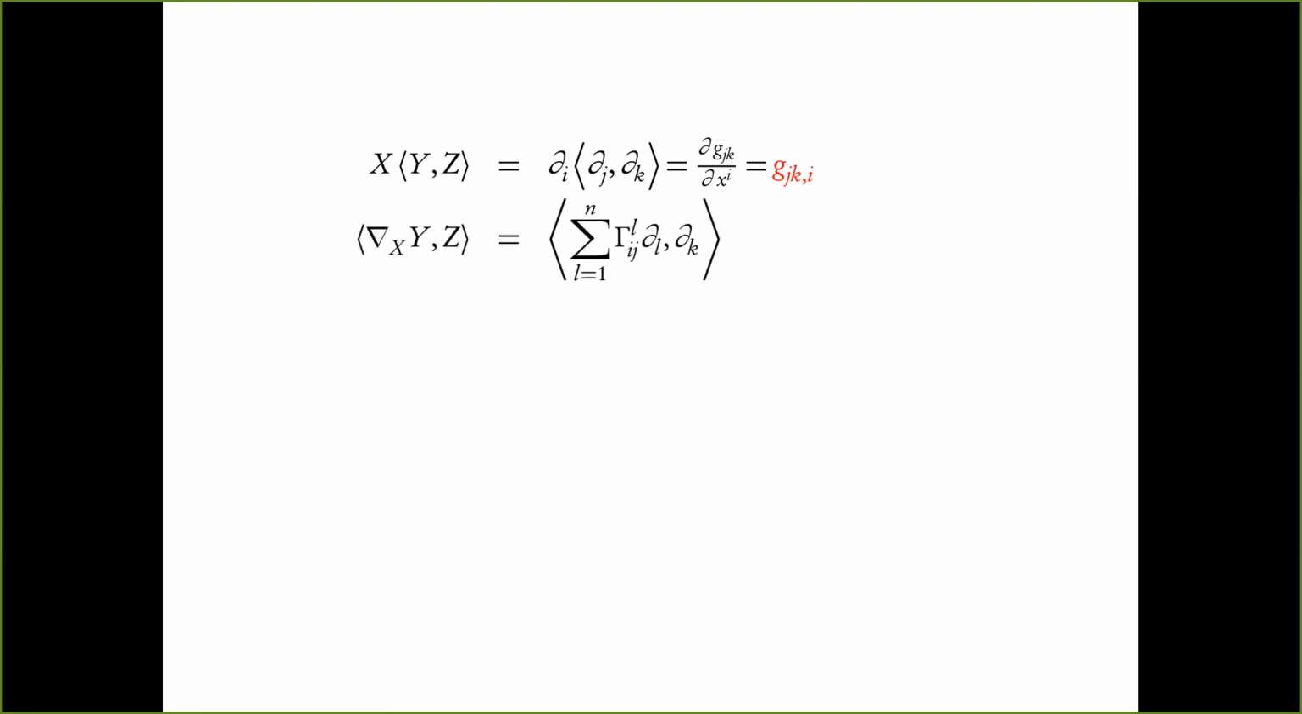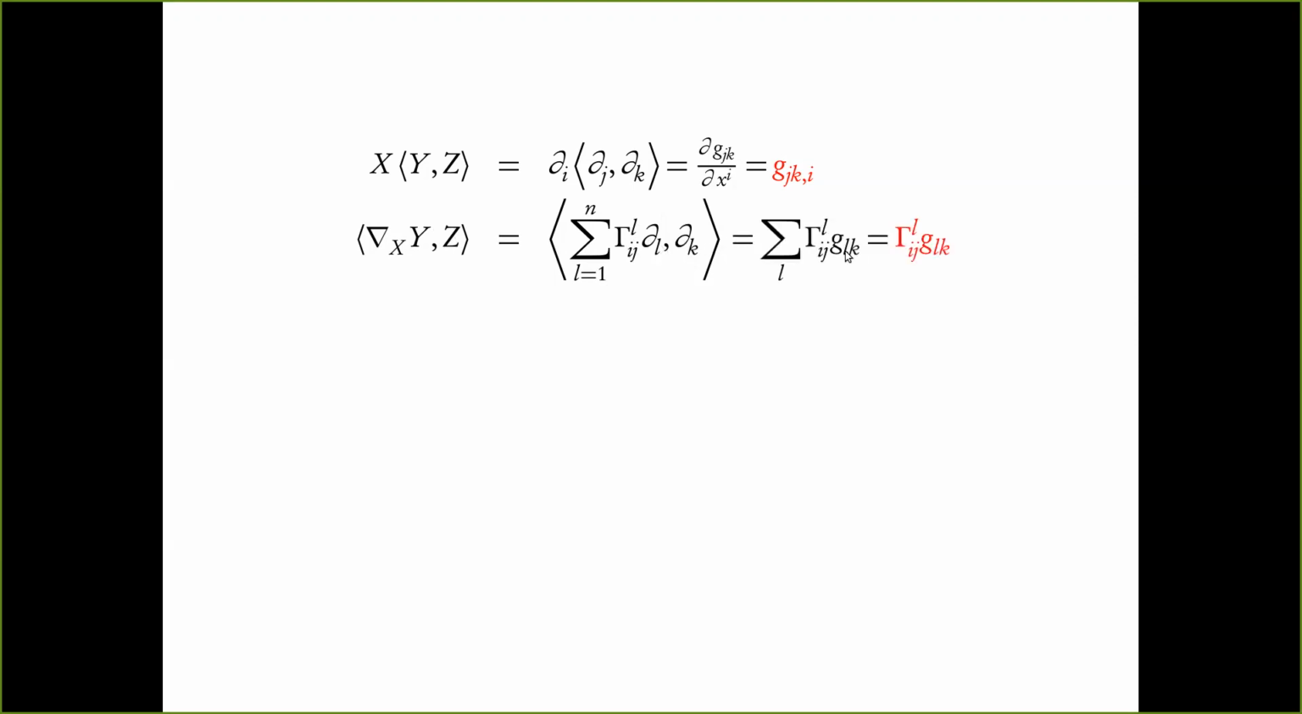So what about the next term? Well, you simply have to plug in. What is nabla x y? This is going to be the usual thing with Christoffel symbols. So x is del by del xi, y is del by del xj. In Christoffel symbols, this is going to be gamma superscript l, ij, del by del xl. These gammas are the Christoffel symbols of the connection. They have nothing to do with the metric so far. And then the inner product with del by del xk, because that's what z is. Now, if you take the inner product, these two will contribute a glk. So that's what you get.